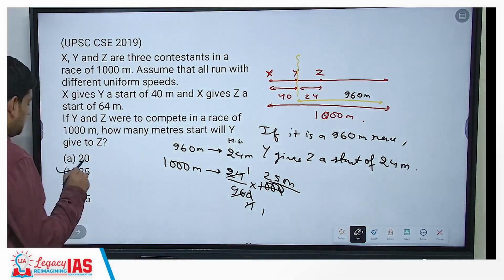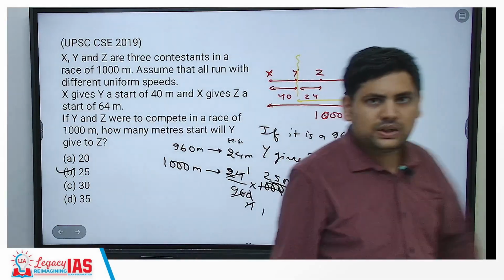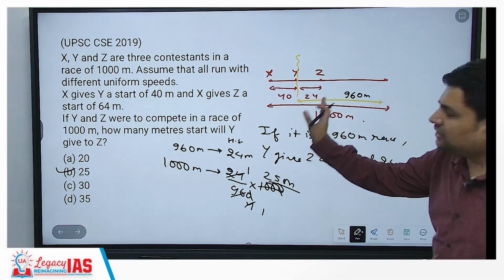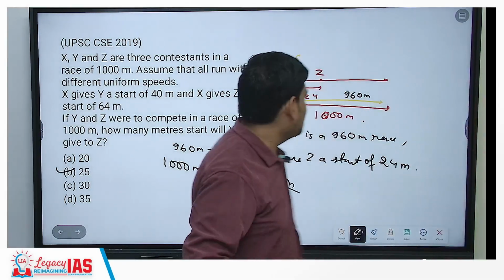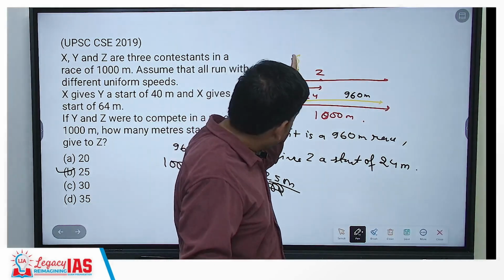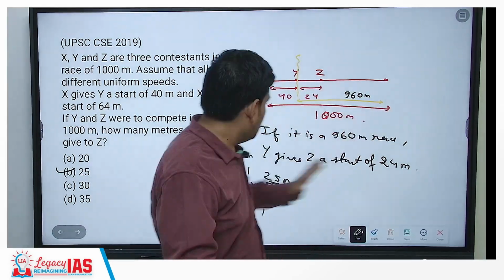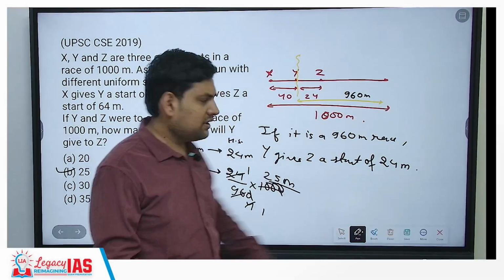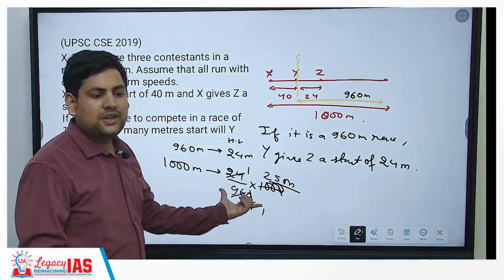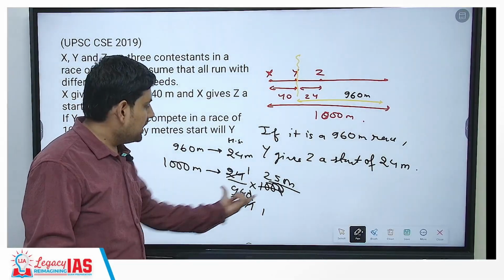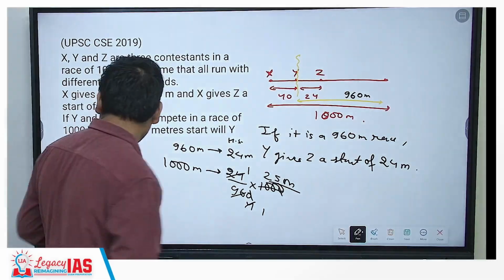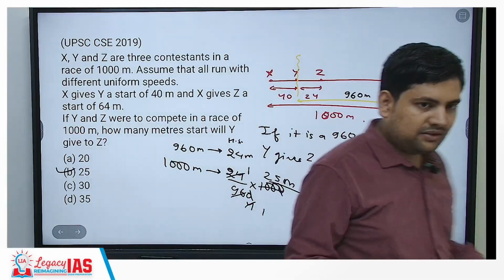So what you got? 25 meters. This is a much simpler way of thinking about the same thing. Instead of finding the ratio of their speeds, you start from here and think in a 960-meter race. In a 960-meter race, Y gives Z a start of 24 meters. Then in a 1000-meter race, how much start should he give? 24 by 960 into 1000. Understood? And then you can find it easily. It will come out to be 25 meters.